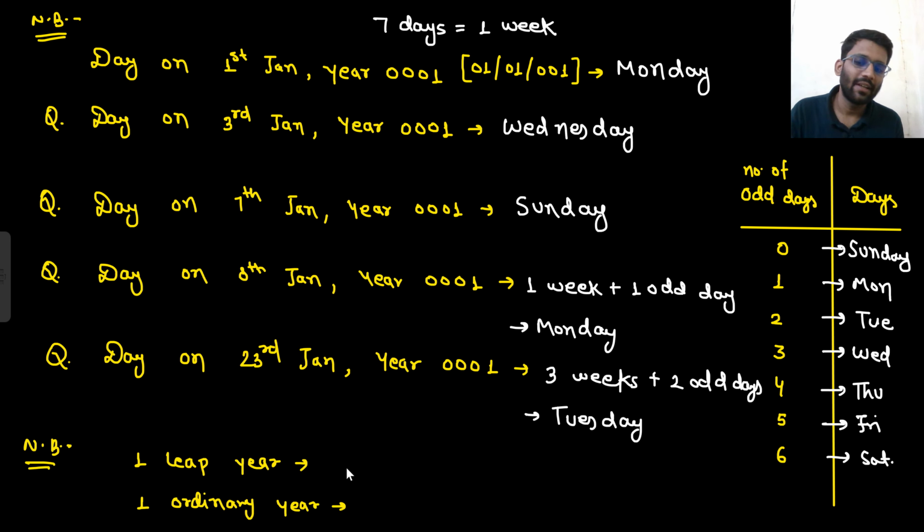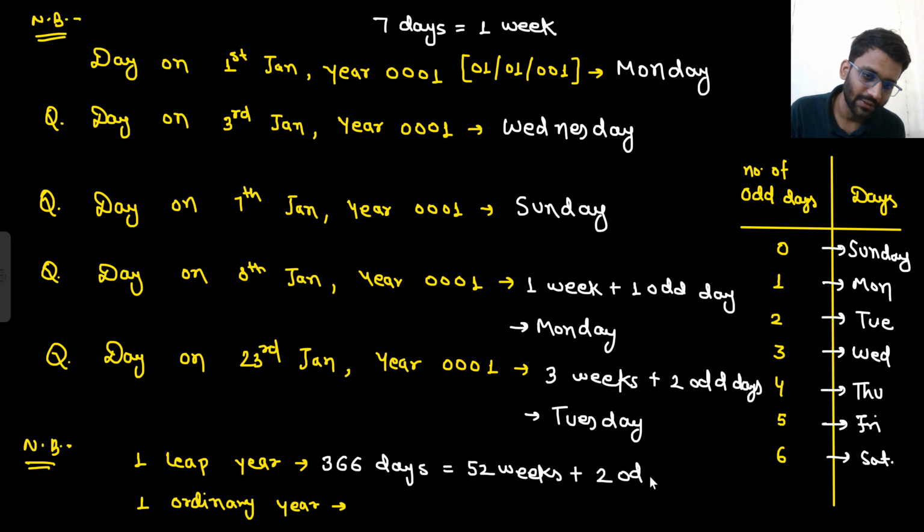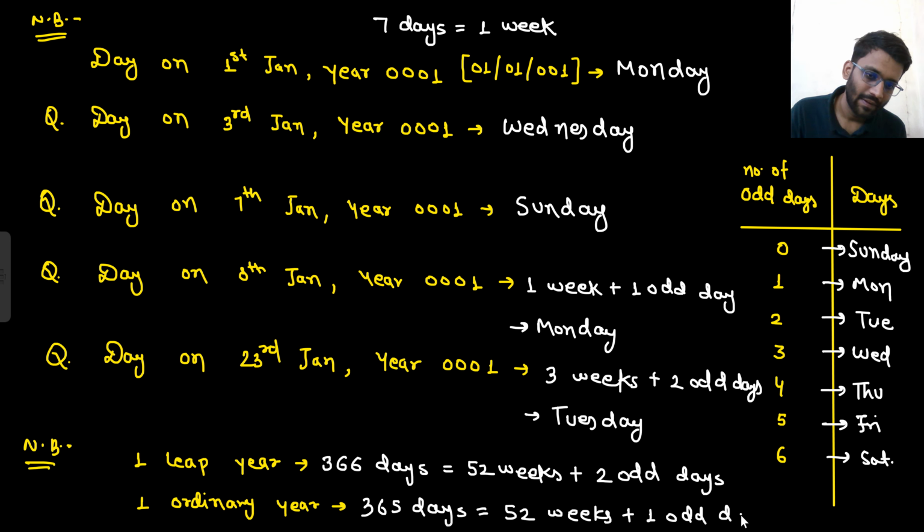Now, what do you mean by one leap year? One leap year, I told you, was 366 days. That means you can call it 52 weeks plus 2 odd days. Say yes or no. What about one ordinary year? In one ordinary year, there are 365 days. What do you understand by that? 52 weeks plus one odd day. So in 365 days, you get one odd day, and in 366 days, you get two odd days.